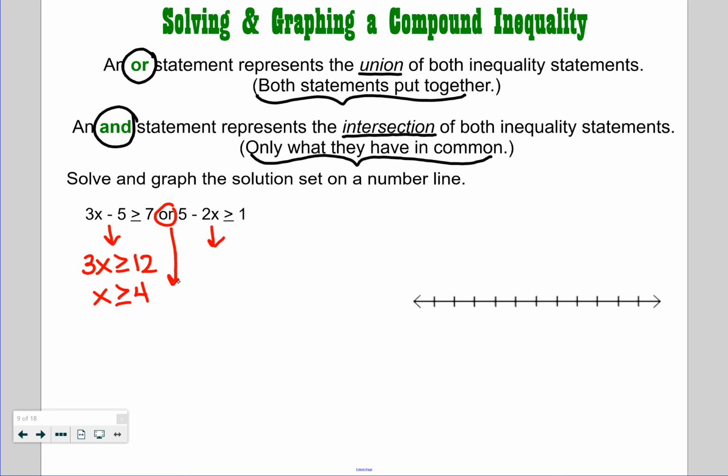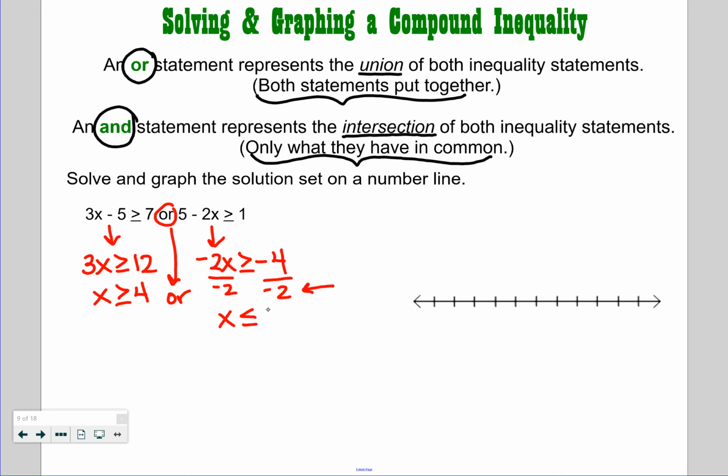I'll just bring down my "or" statement and solve the other one. To solve for x on the right, my 5 is positive, so I'm going to subtract 5 on both sides. 1 minus 5 gives me negative 4. And then I'm going to divide both sides by negative 2. Now remember, that was one of our special cases. If we divide both sides by negative 2, it flips my inequality sign.